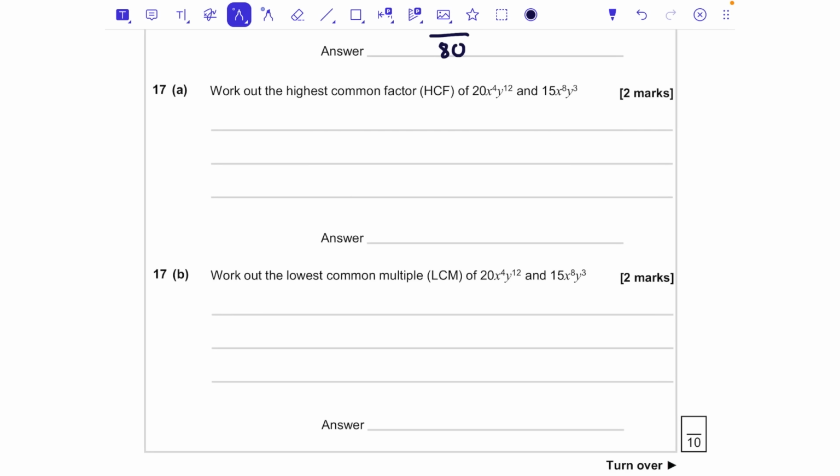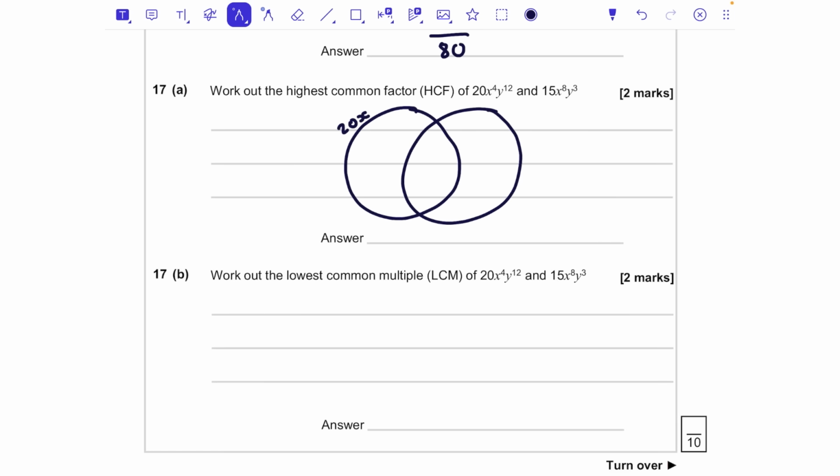Work out the highest common factor of 20x to the power of 4 y to the power of 12 and 15x to the power of 8 y cubed. So I'm actually going to use my Venn diagram for this just because I feel like it's a really nice demonstration. So let's make this circle 20x to the power of 4 y to the power of 12 and this circle 15x to the power of 8 y cubed. What can we put in the middle? Well, 20 and 15, they both have 5 as a factor. So we need to put 4 on the outside here and we need to put 3 on the outside here. There's nothing else in common.